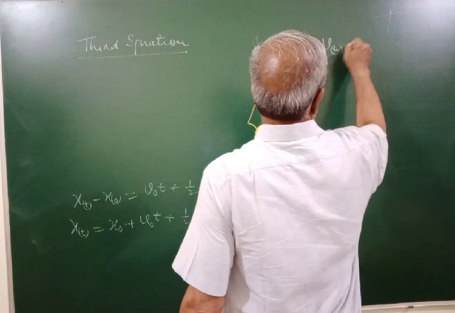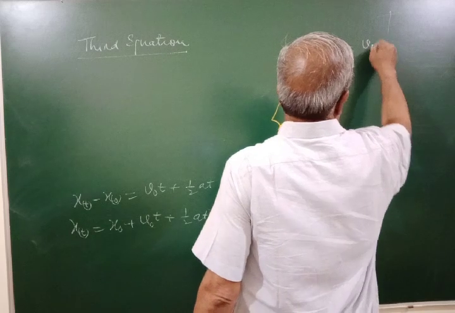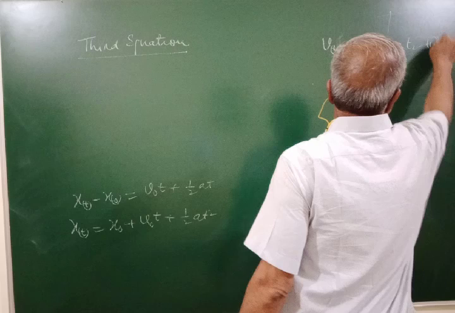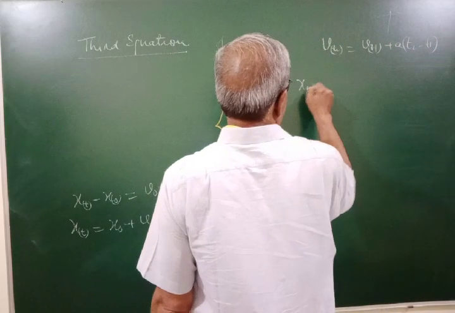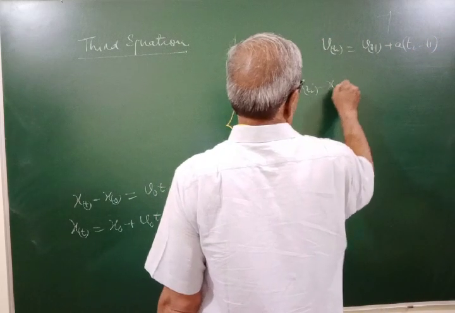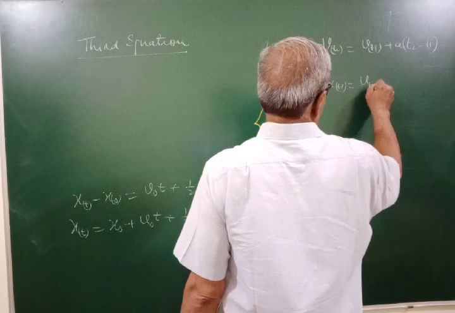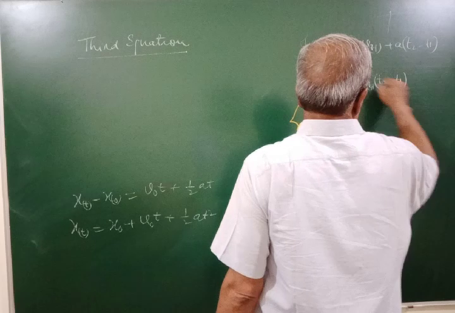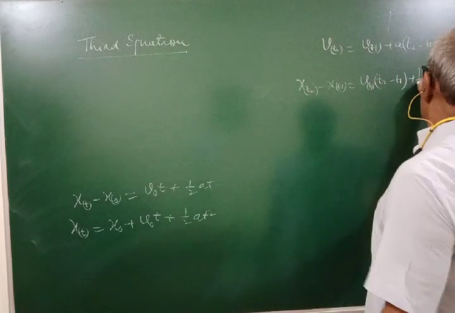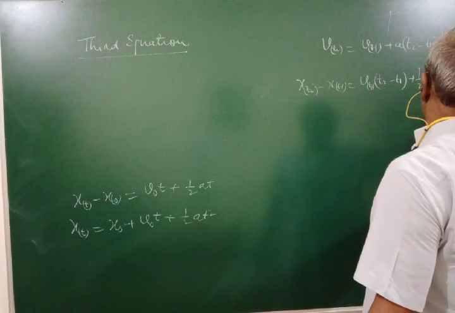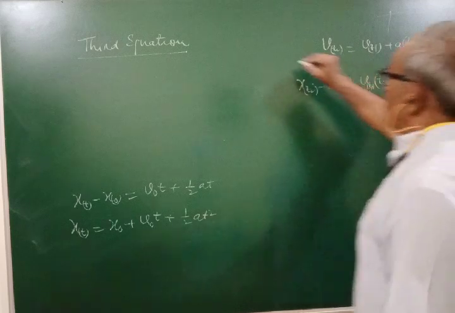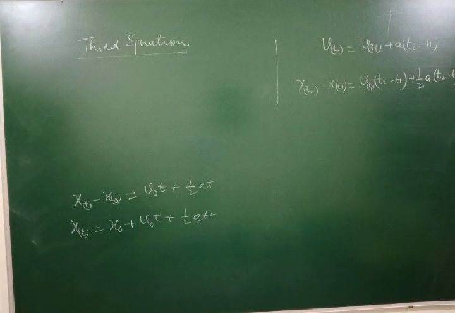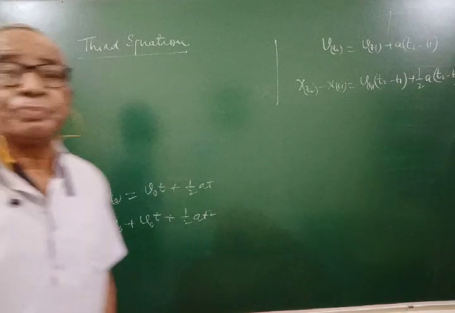V(t2) is equal to V(t1) plus a into (t2 minus t1), the first equation. And secondly, x(t2) minus x(t1) is equal to V(t1) into (t2 minus t1) plus half a into (t2 minus t1) whole square. These two equations are sufficient to solve the problem of uniformly accelerated motion.